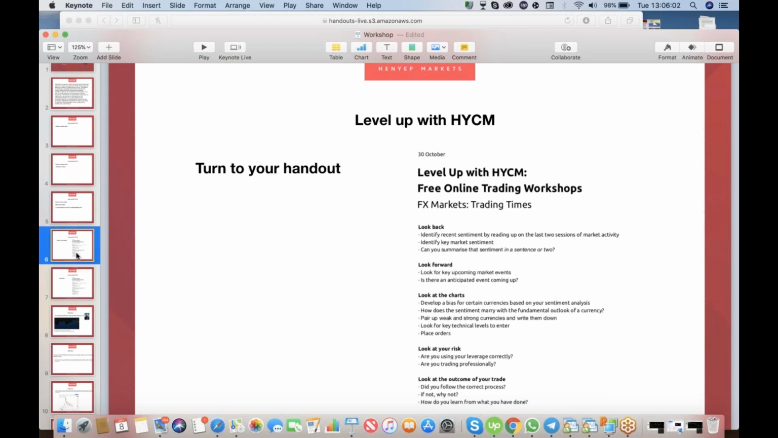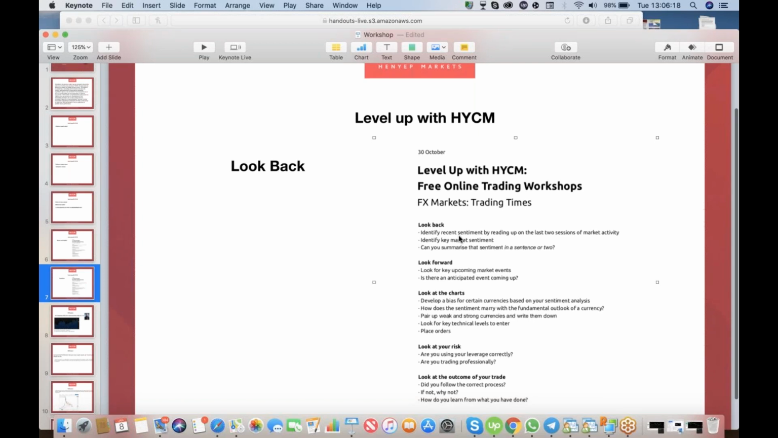So the first thing we do, we turn to the handout. The first element, as soon as you come to your trading desk, before I open up any of my charts, is looking back. You see in the handout here, looking back. What I want to do is identify the recent sentiment by reading up on the last two sessions. So sentiment simply means the mood of the market.